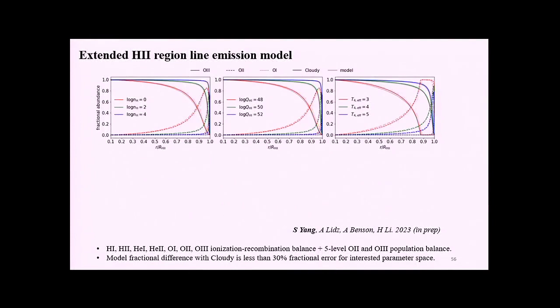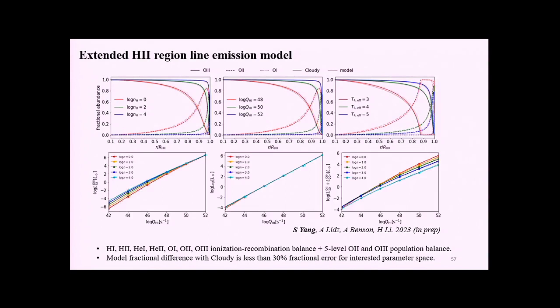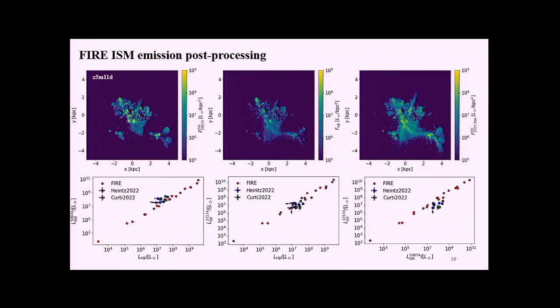From left to right, we fix everything but only vary the H2 region gas density, QH1, and the effective temperature of the blackbody incident radiation spectrum. In all cases, our model agrees pretty well with Cloudy. We also compare the O3 optical line, H beta, and the O2 line luminosity as a function of QH1, comparing our model with Cloudy over a wide ISM parameter space, and we find very good agreement.